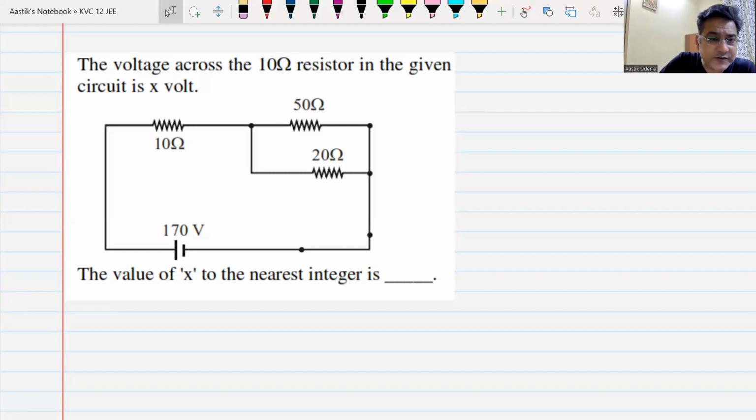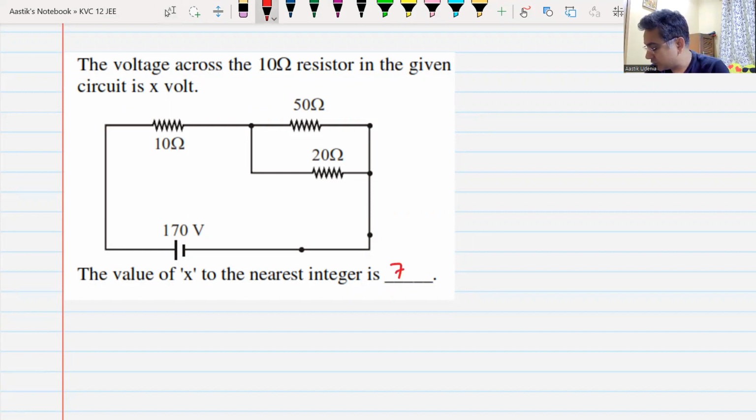I give you 2 minutes to give me the answer for this one. Okay, so how are you supposed to do this? Anyone? So 70. The value of X is 70. That is correct. How are you supposed to do this?